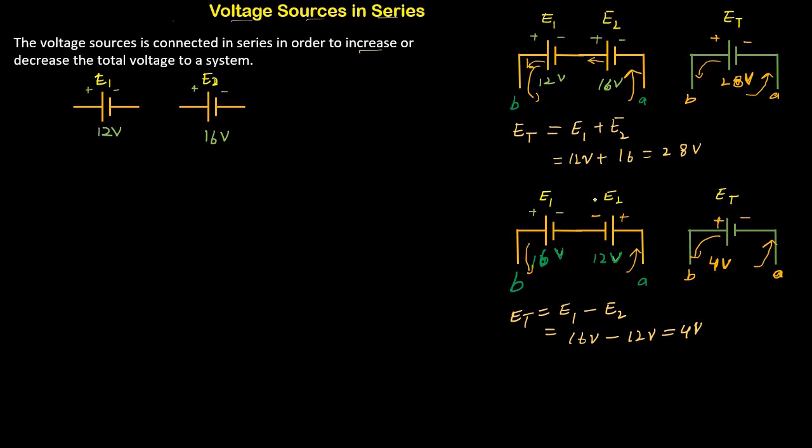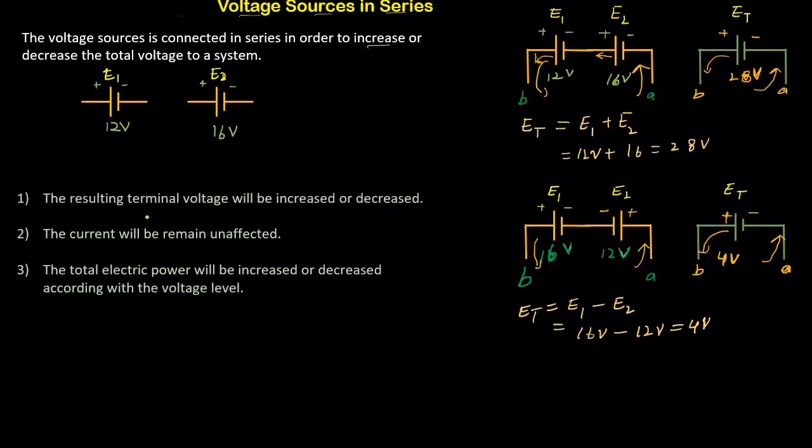Now, what are the main factors which will be affected if we connect voltage sources in series? The following are the factors which are affected or unaffected when we connect voltage sources in series. The resulting terminal voltage will be increased or decreased, which we already discussed. The second point states that the current will remain unaffected. As we already discussed in the video lecture on the series combination of resistors, for any series combination the current would be the same through each point in the circuit. So this current I would be the same through each point in this circuit.